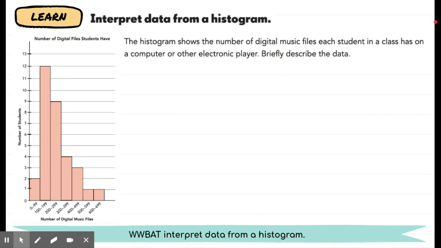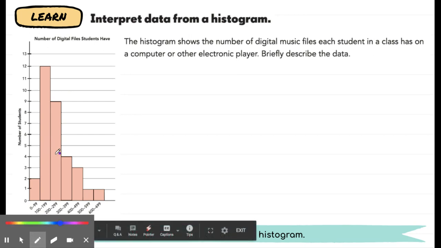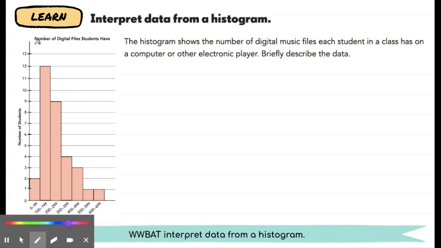The histogram shows the number of digital music files each student in a class has on a computer or other electronic player. Briefly describe the data. When you are asked to briefly describe the data, there are a few things you can describe, but first, let's look at our histogram. It has a title: number of digital files students have. The bottom represents number of digital music files, starting from 0 to 699.